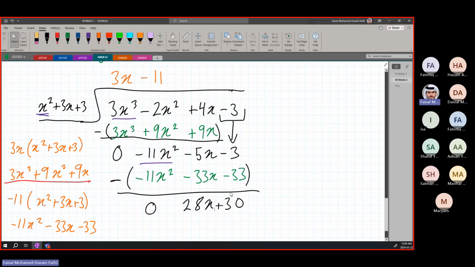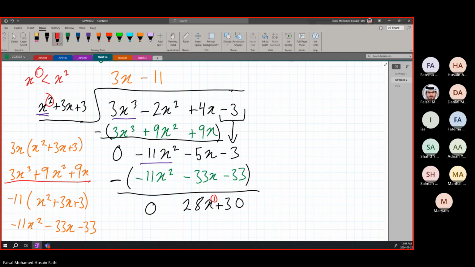Now, when you reach a point where the power here, this power here, is the power 1. This is to the power of 1. And this is to the power of 2. Since x power 1 is less than x power 2, meaning 1 is less than 2, this is your final answer, 3x minus 11, and this becomes your remainder.